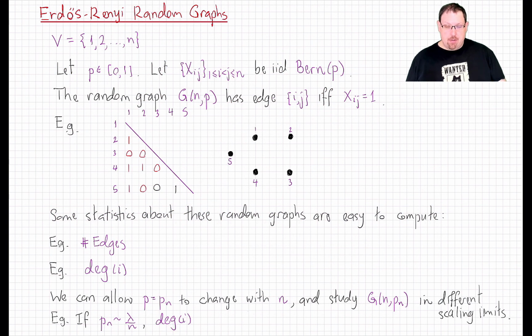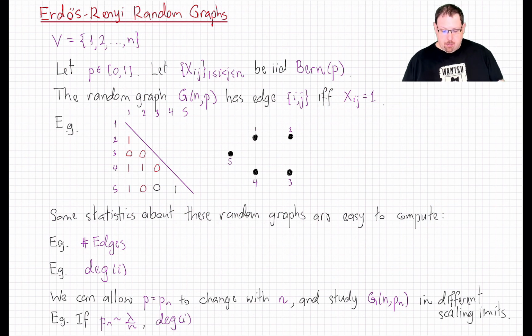We take as our vertex set the indices 1 through n, and we'll fix a probability p between 0 and 1. And what we do is we decide to place an edge between the indices i and j with probability p yes, or with probability 1 minus p no, independently for each pair of indices ij.